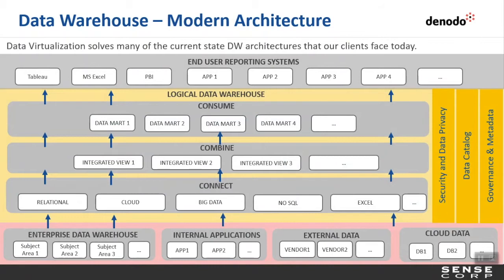Now, what is really needed in today's dynamic world is a new type of architecture, more of a modern architecture. And this architecture is really implemented through Denodo by using the concept of an enterprise data fabric. What you see here is really that data fabric is represented by our logical data warehouse. What this allows us to do is really resolve or minimize many of the challenges that we just mentioned.